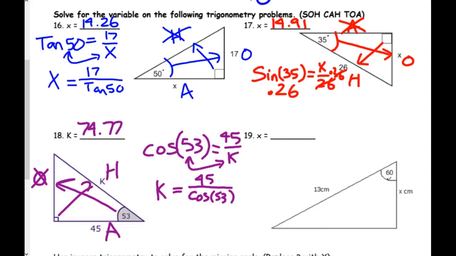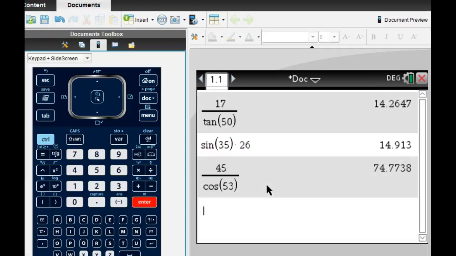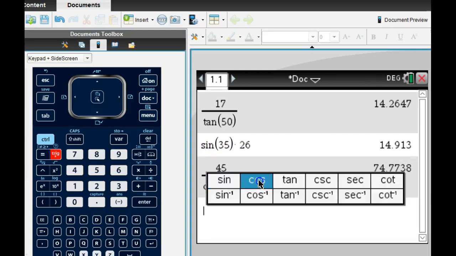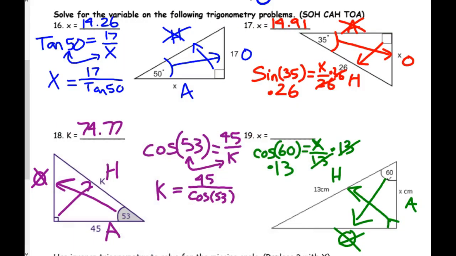Okay. Over here, for my angle, I got O. Here's my 90. Got my H and my A. O has nothing, so AH is CAH. Cosine 60 equals A over H, X over 13. Now, X can't be over 13, so we do times 13. Cancels out. Cosine 60 times 13, and I get 6.5 units. In this case, it's centimeters.